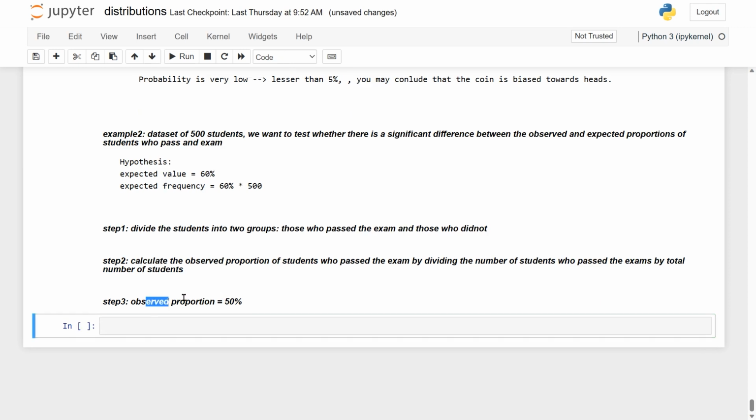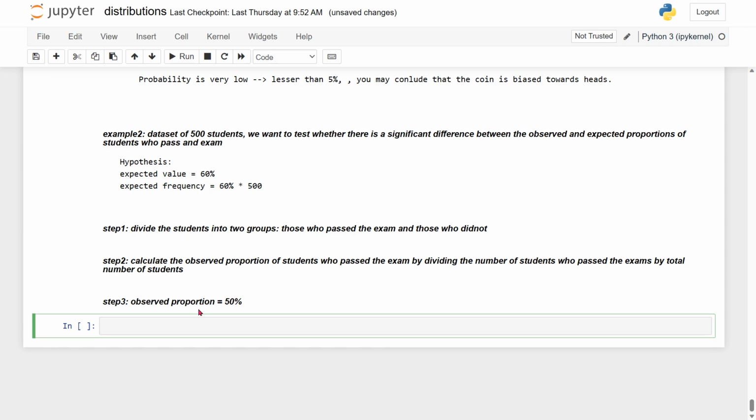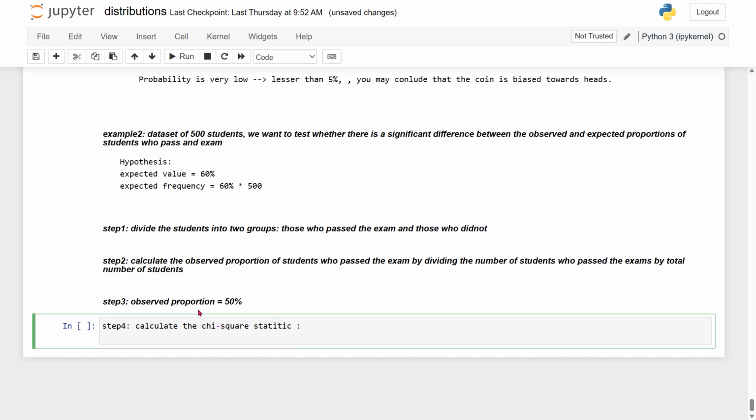So now once this is done, you got your observed proportions, you got your expected proportion both, and now it's time to calculate the chi-square statistic. That's it. So step 4, calculate the chi-square statistic using the formula. That is, subtract expected from the observed, and then square the result and divide it by the expected. So once you calculate that, you will get your chi-square statistic. So let me put the chi-square statistic is equals to something.